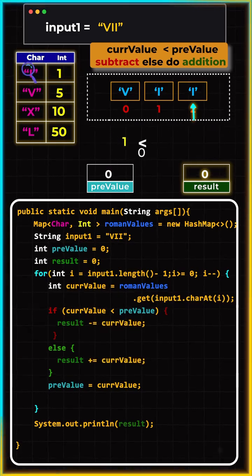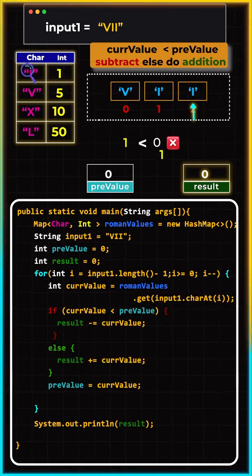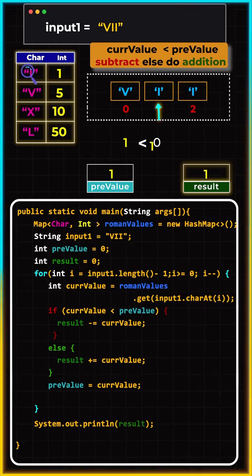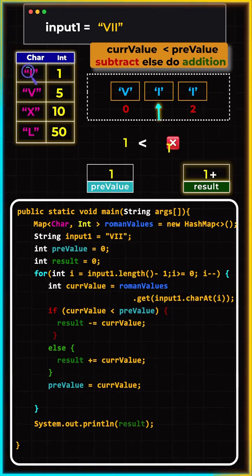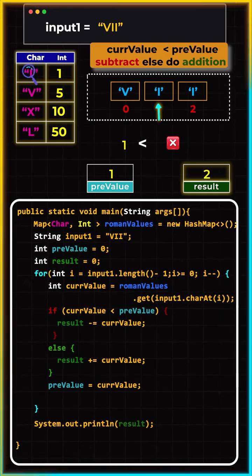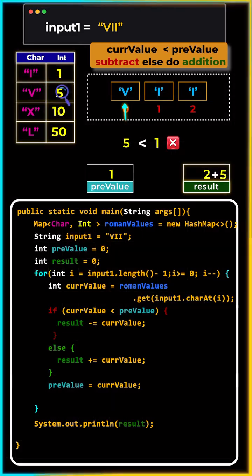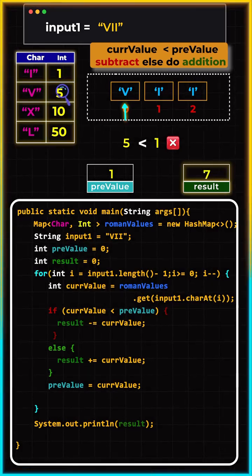So is 1 less than 0? No. We will add it into our result and then update the previous to 1. Now again, is 1 less than 1? The answer is no. We will add it into our result and update the previous one to 1. Is 5 less than 1? The answer is no. We will add it into our result and we get the answer as 7 and we are done.